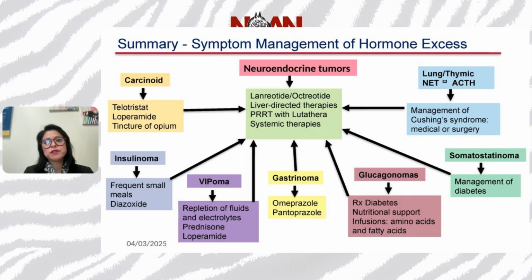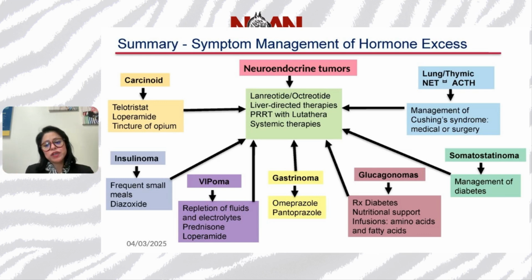So this is a summary in terms of the symptom management of hormone excess. These neuroendocrine tumors can produce excess hormones. If it's in the small bowel, it can produce excess serotonin. If it's in the pancreas, depending on what cell in the pancreas is affected, they can produce excess insulin, gastrin, glucagon, somatostatin, or VIPomas. And if it's in the lungs, they can produce a hormone that stimulates cortisol and causes Cushing's syndrome. Depending on the clinical characteristics, there are extra measurements that we need to provide the patient in order to control the hormone excess.